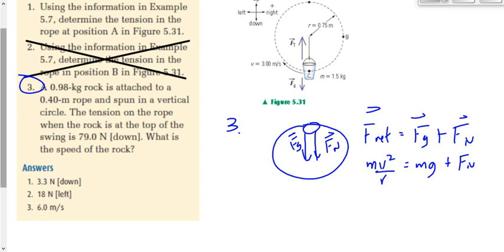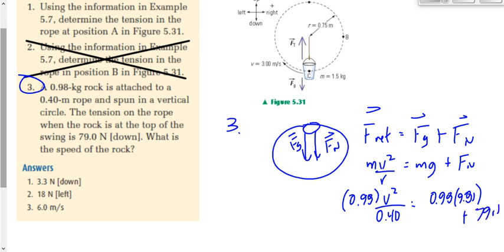Okay, let's sub in some numbers here. 0.98. Do we know what v is? Nope, that's what we're looking for. R is 0.40. M, 0.98. 9.81. Okay, what's Fn? The tension, 79 newtons.